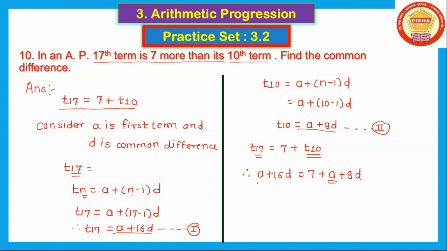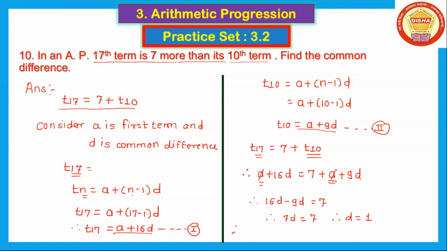On both sides, A is there. So, it is cancelled because it has same sign. Then we take constant term on one side and the terms with D on another side. Means 16D minus 9D is equal to 7. And 16D minus 9D is equal to 7D. 7D is equal to 7. Therefore, D is equal to 1. Means what is common difference here? It is common difference is 1.